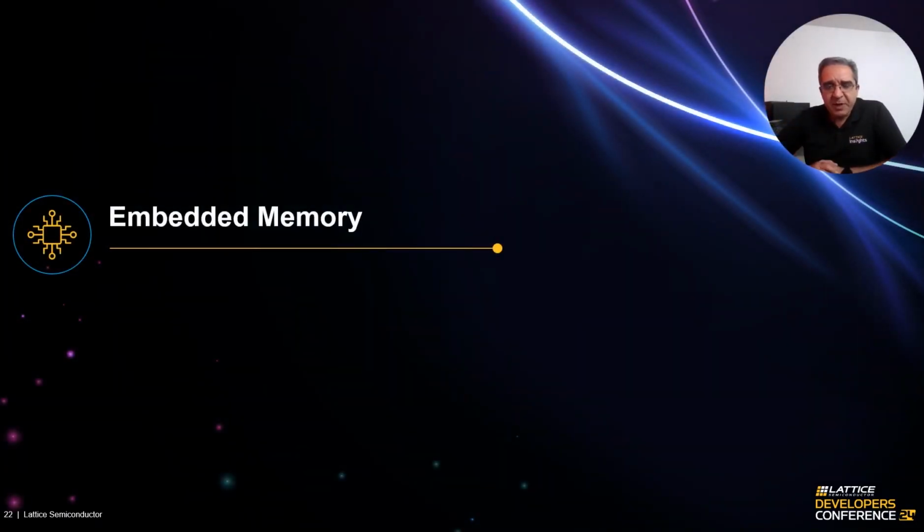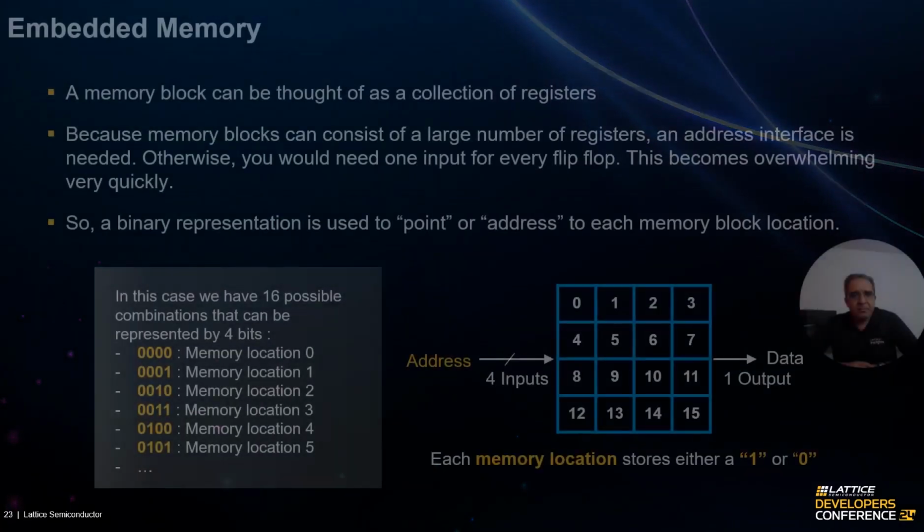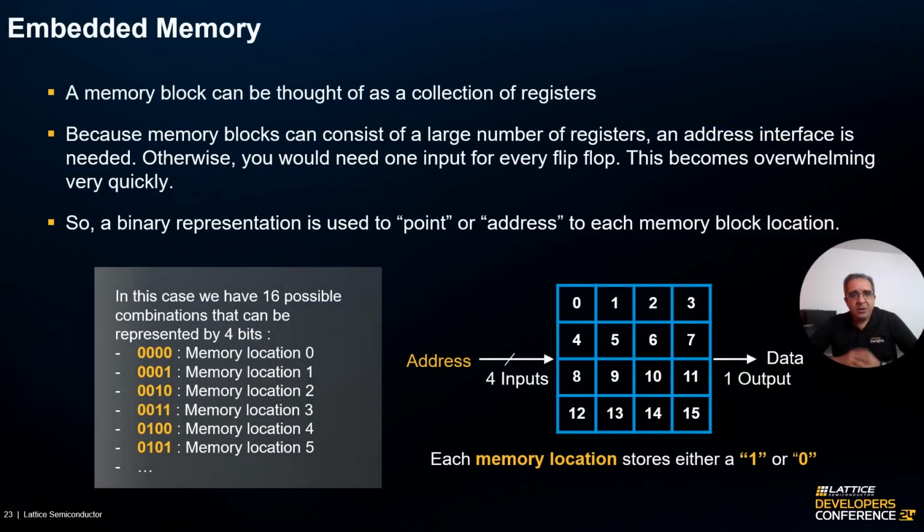So embedded memory, that's another very important component in FPGA architecture, and we're going to see more of that in the next couple of slides. So what is a memory block? A memory could be thought of as a collection of registers. So let's say you have a 16-bit memory. It's like we have 16 registers that are storing either 0 or 1.